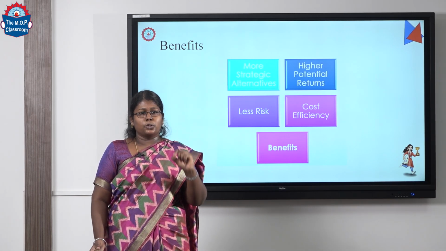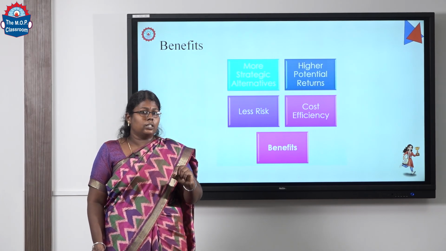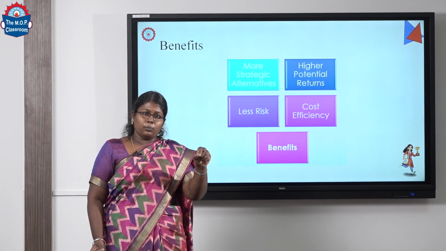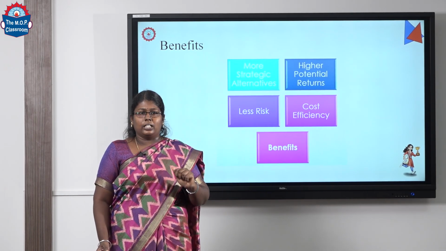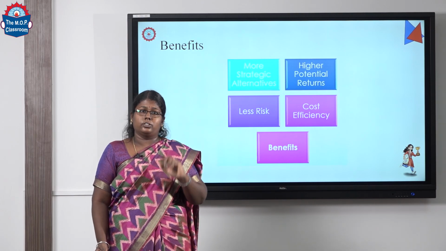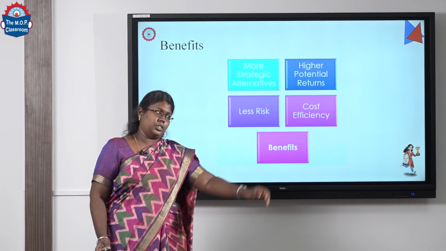Next, it enables you to have more strategic alternatives in your hand, whether you want to have the call option or put option at the time of purchasing a security. You can even use the double option, but at the time of the requirement in the market you can use any one of them. That's why it's identified as more strategic alternatives. So these are the main benefits that we get out of options.